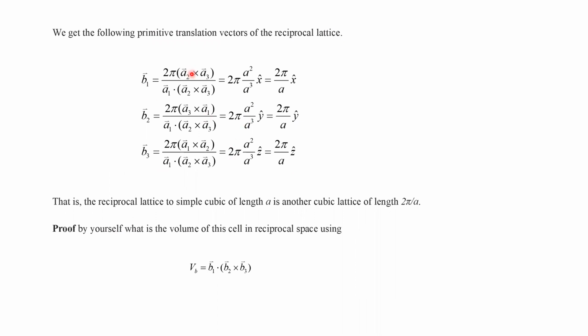Okay, great. So now plug in everything that you calculated from the last slide here. You will end up like this. The b1 vector is 2 pi over a x hat. Notice that the unit of b1 is 1 over length, right? Remember, a is just the length. So this is the inverse of the length, and x hat. b2 is 2 pi over a y hat, and b3 is 2 pi over a c hat.